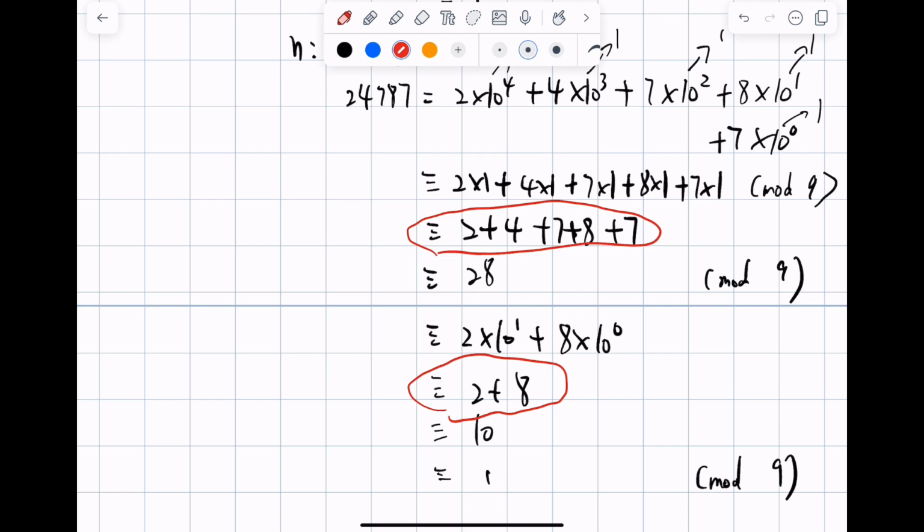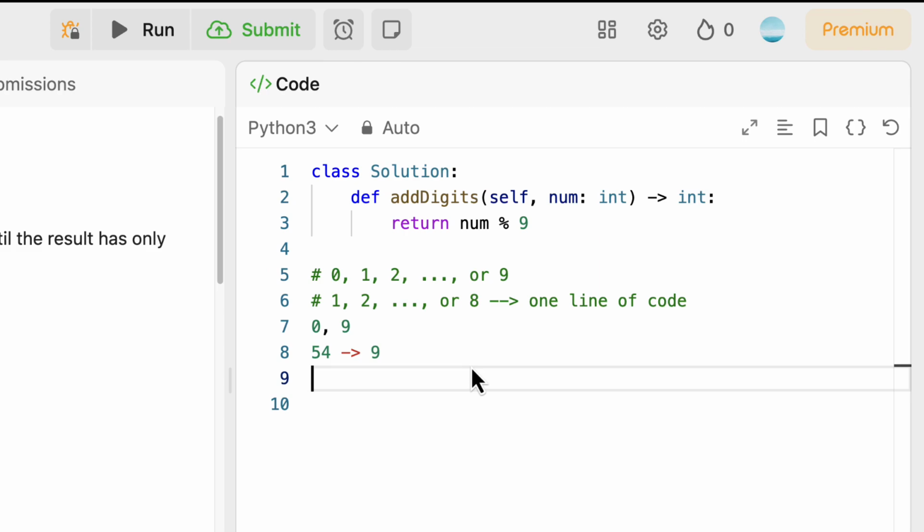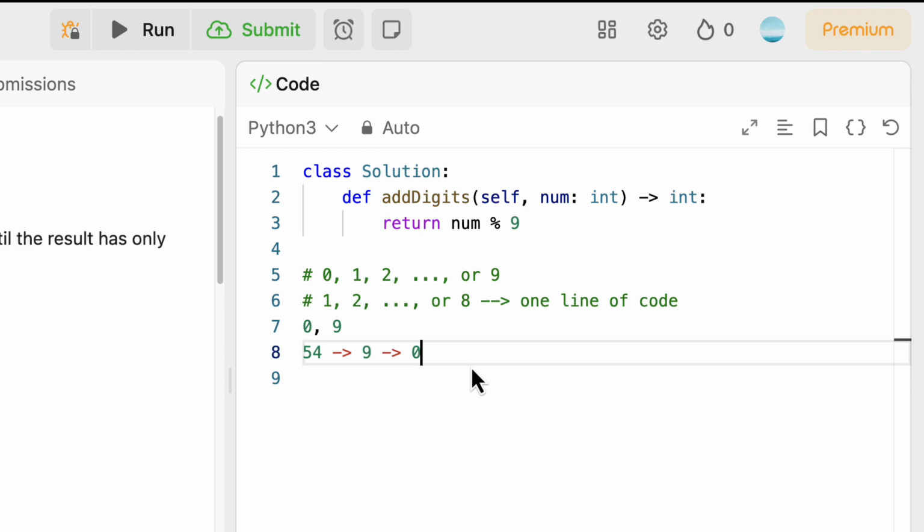Then let's go back to the programming part. Okay, now I'm sure you understand the theory behind this solution. Let's talk about the cases when the output should be 0 and 9. So, if the sum of digits should be 9, for example, like 54, the output should be 9, right? And then, if we mod by 9, then we will get 0, right? So, basically, when the output is 0 or 9, in this solution, it will become 0. So we just need to consider these 2 cases.